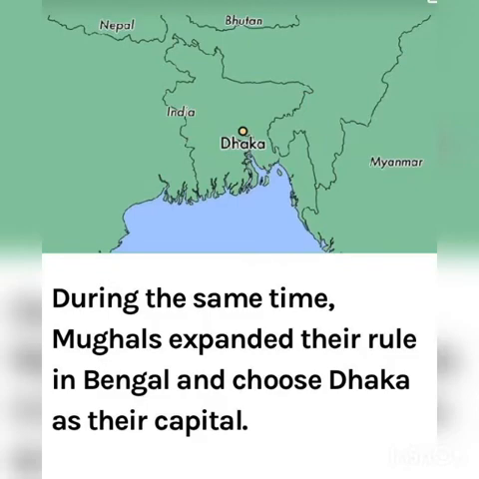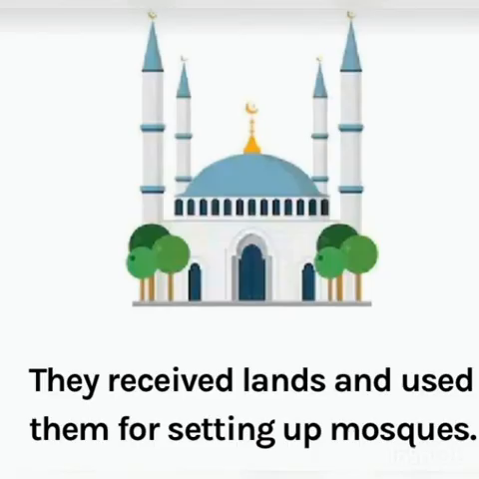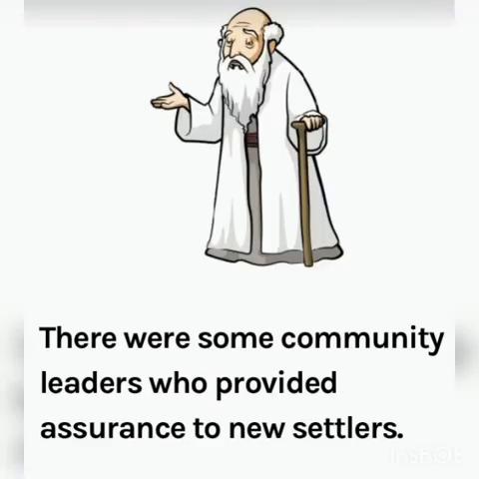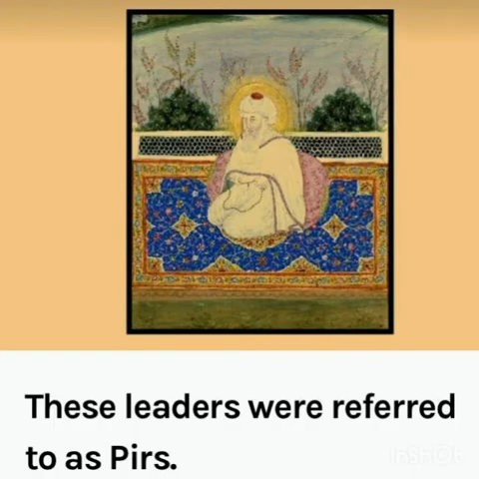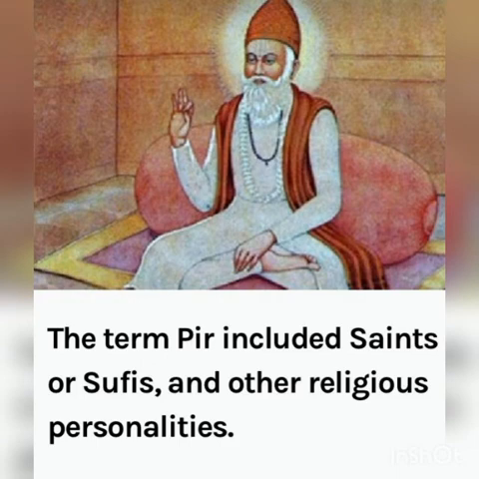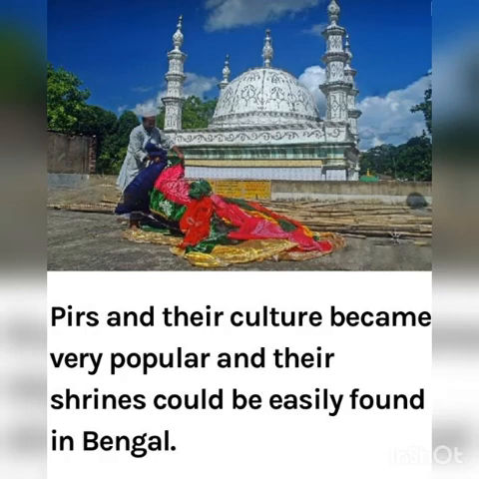During the same time, the Mughals expanded their rule in Bengal and chose Dhaka as their capital. They received lands and used them for setting up mosques. There were some community leaders who provided assurance to new settlers. They also functioned as teachers and were sometimes related to supernatural powers. These leaders were referred to as pirs. The term pir included saints or Sufis and other religious personalities. Pirs and their culture became very popular and their shrines could be easily found in Bengal.